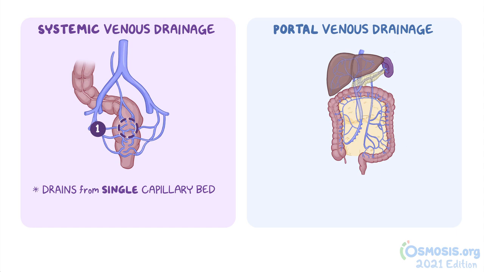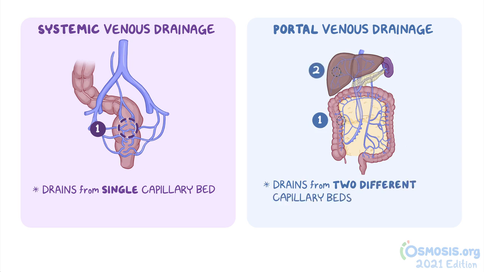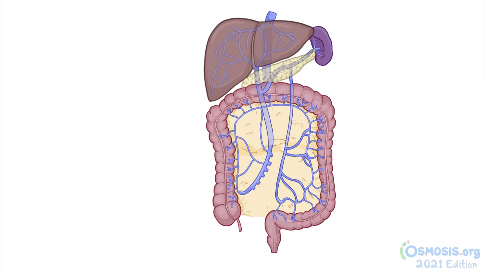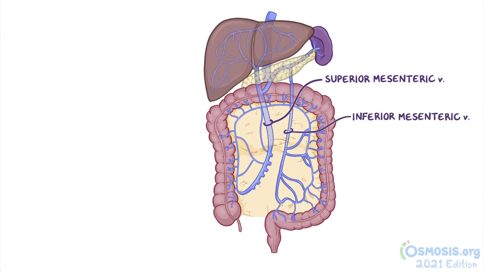In contrast, a portal venous system occurs when blood travels through two different capillary beds, which is what venous blood from the small and large intestines do. So venous blood from the small and large intestines drains into the superior mesenteric vein and the inferior mesenteric vein through their first capillary bed in the intestines. These veins, along with the splenic vein, come together to drain into the hepatic portal vein, which is part of the portal venous system, and goes on to drain into the liver.